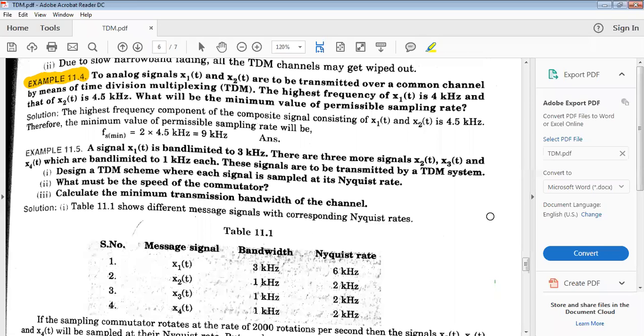Example 11.4, just read out the problem. Someone is creating some noise. The first word is wrong. It should be TW2.